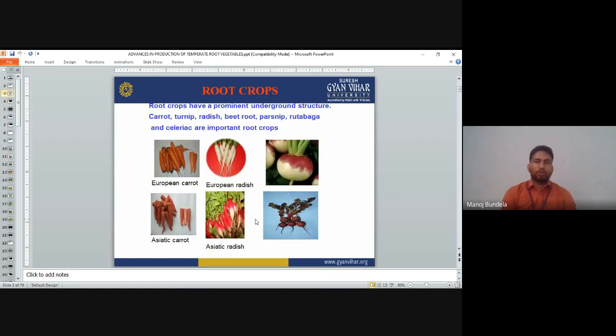Root crops have prominent underground structures. Carrot, turnip, radish, beetroot, parsnip, rutabaga, and celery are the important root crops. Like you can see, this is the European carrot, Asiatic carrot, European radish, Asiatic radish, turnip, and beetroot. So these all come under the root vegetables.